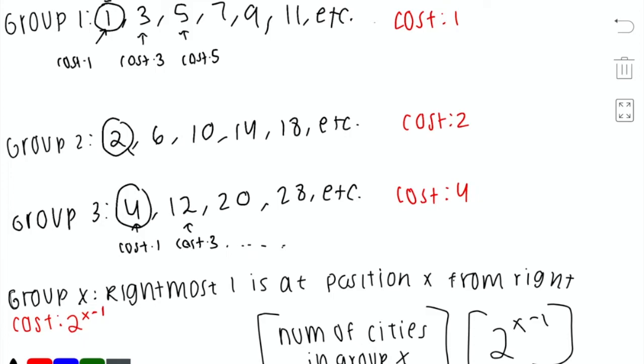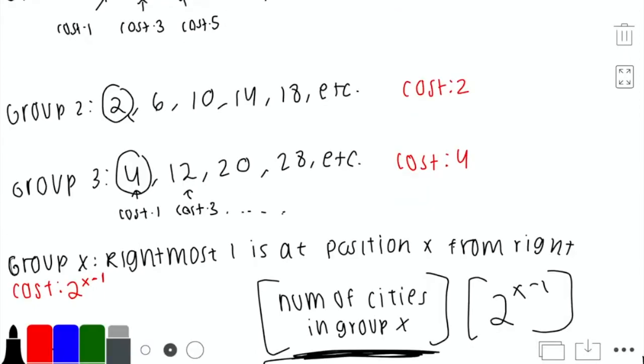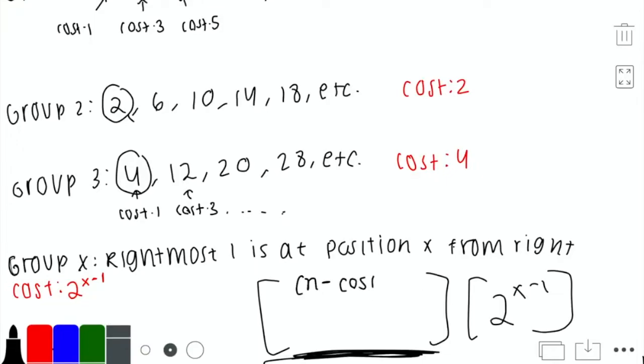Because of that, when we're considering the number of numbers in each group, we are not going to consider 1, 2, and 4. So for now, let's just calculate all the remaining numbers. The formula for this is actually (n minus the cost) divided by 2 times the cost. And let me explain why.